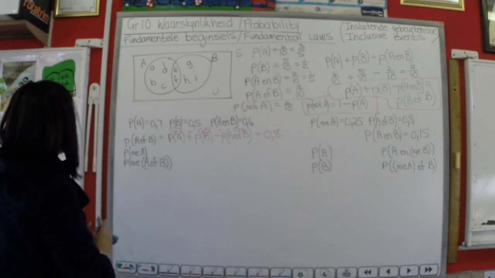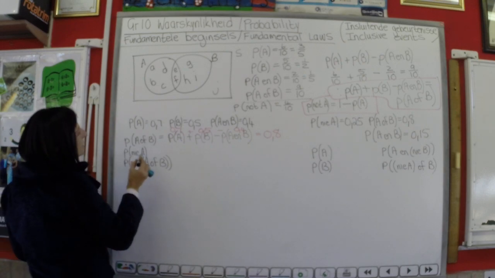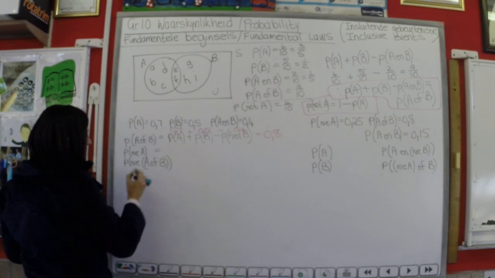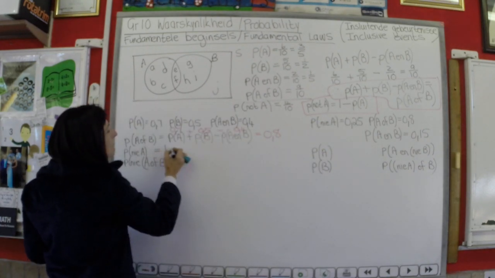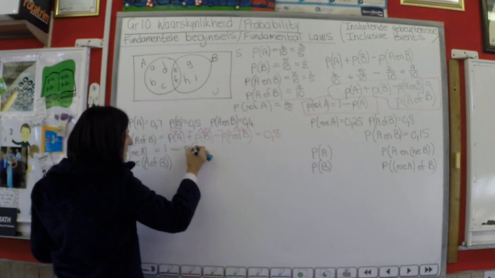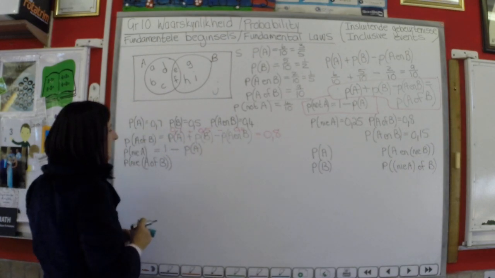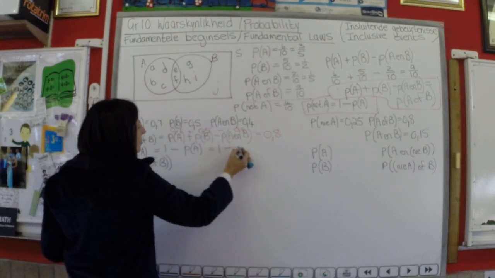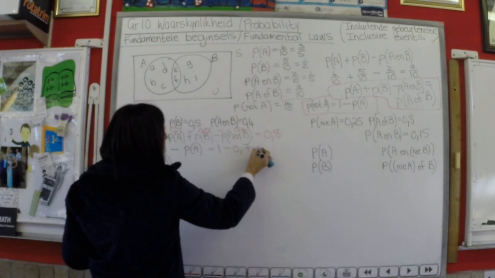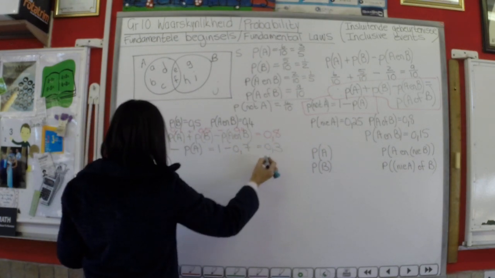Okay. So in this case, the probability of not A, kan ek gaan sê, okay, let's use that rule. It's 1 minus the probability of A. Want ek het mos die waarskynlikheid van A. So dis gelyk aan 1 minus 0,7 en dis gelyk aan 0,3. Okay.